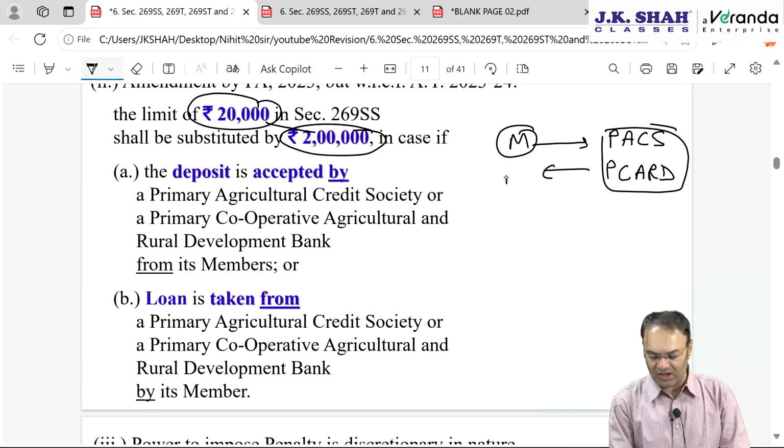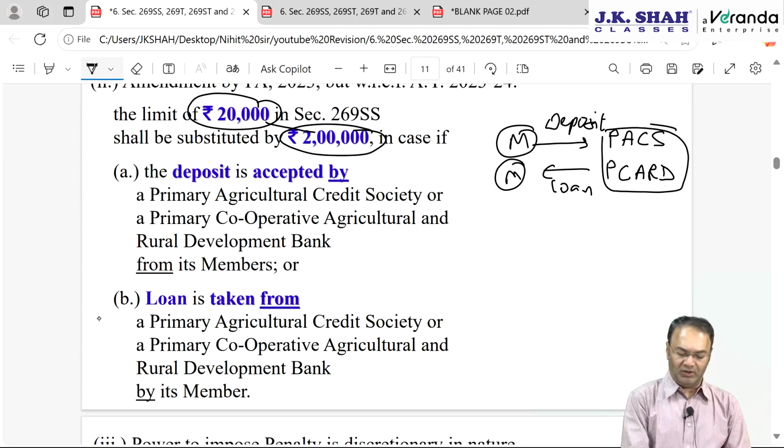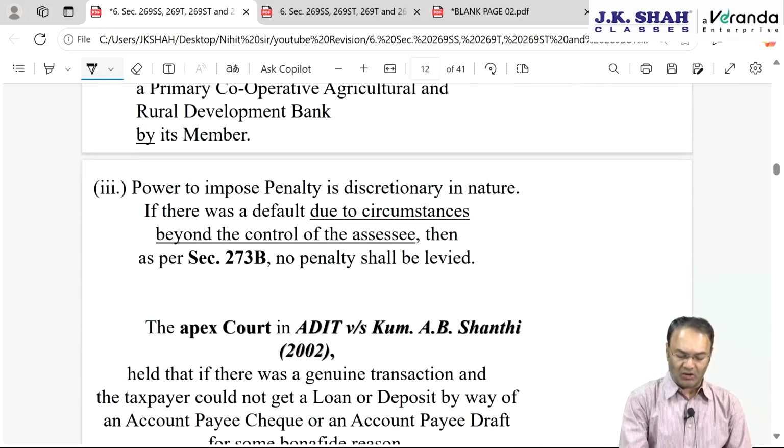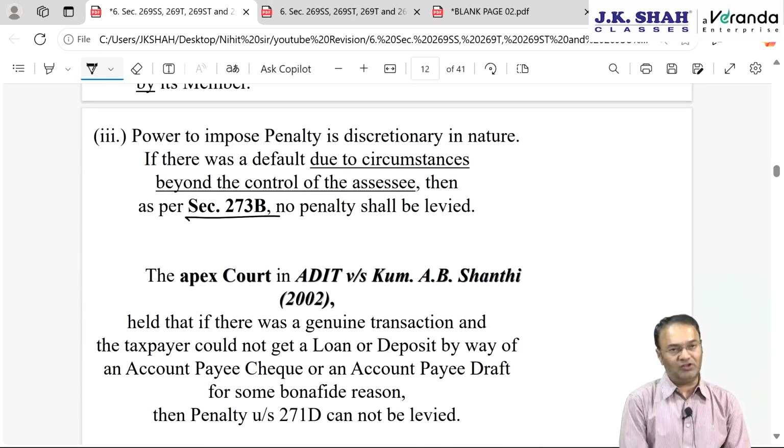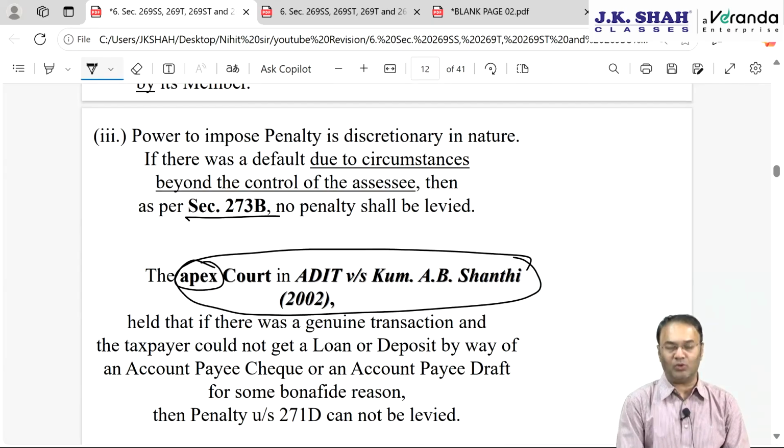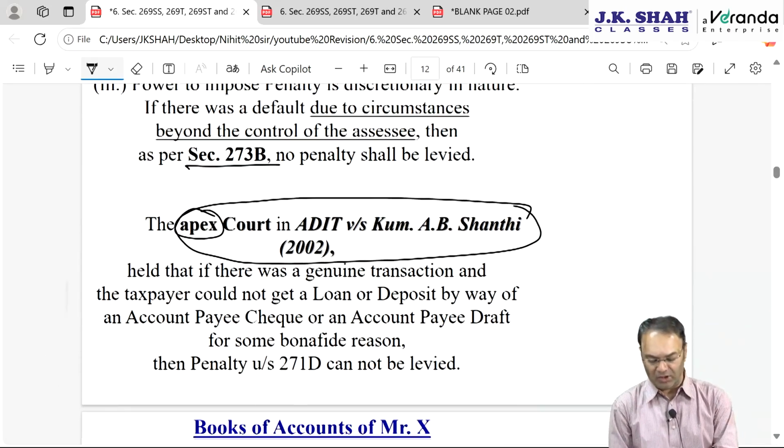Or vice versa, a member takes a loan from them. Member takes a loan or member puts a deposit. They accept the deposit in cash, no problem. The limit will be 2 lakh. Okay. Now 273B, which we already discussed, is supported by a Supreme Court decision also. Apex Court means Supreme Court, saying that if there is a reasonable cause, then no penalty.